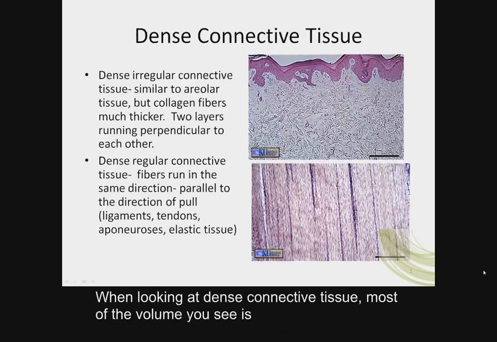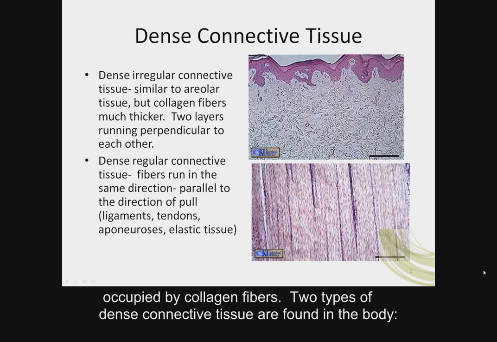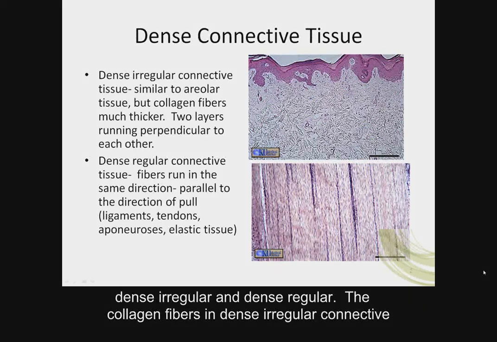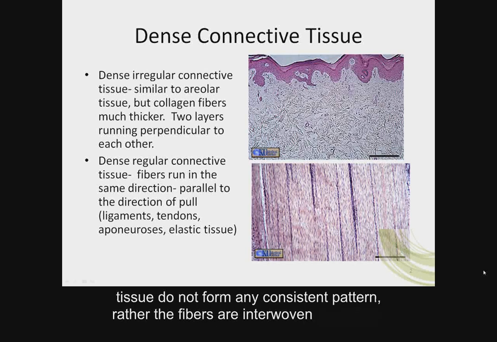When looking at dense connective tissue, most of the volume you see is occupied by collagen fibers. Two types of dense connective tissue are found in the body: dense irregular and dense regular. The collagen fibers in dense irregular connective tissue do not form any consistent pattern. Rather, their fibers are interwoven into a meshwork.